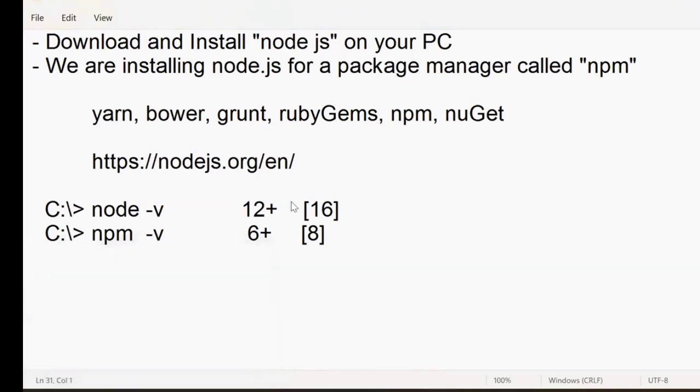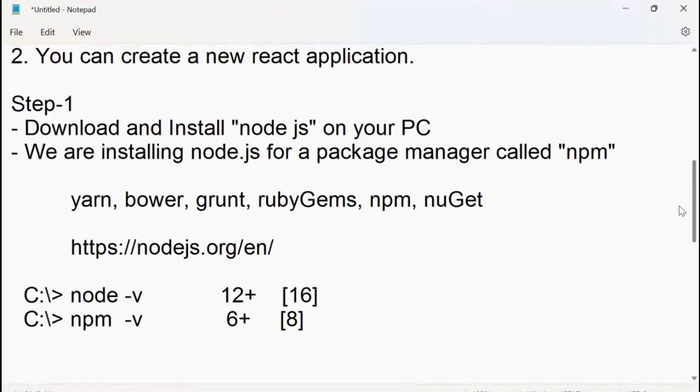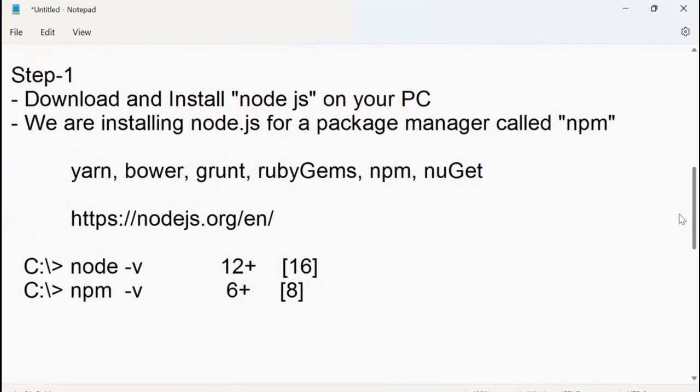So open the command prompt. In the command prompt, you just have to run node -v. That is the 16 version. And npm -v. This is the package manager version. The package manager version is 8 above, right? So now we have a package manager, and every web developer needs a package manager. So the package manager is ready.